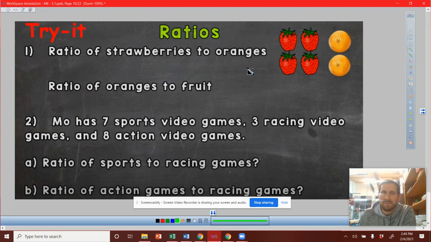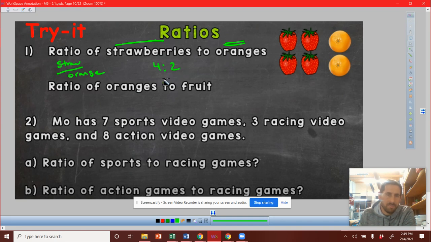So you just list. Again, I would just go ahead and write strawberries over oranges. I'd make sure I know which I have. You always put them in the order you read them. Strawberry was listed first, orange is second, so you put them in that order. So we have 4 strawberries to 2 oranges.